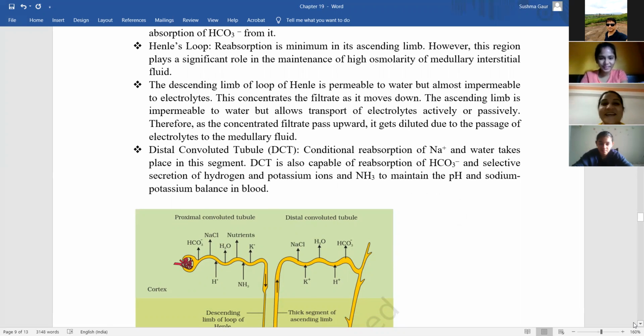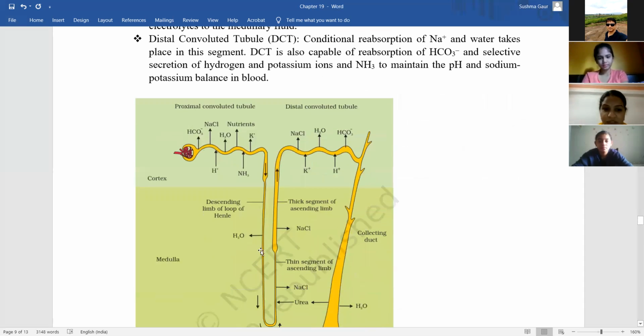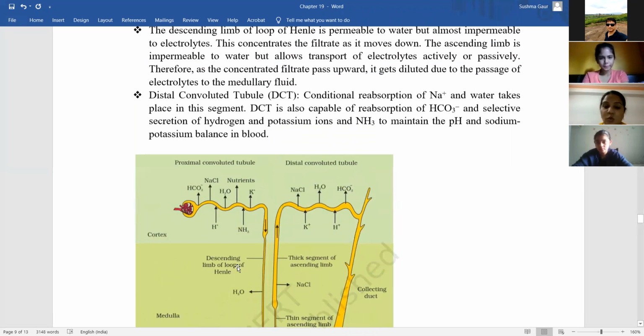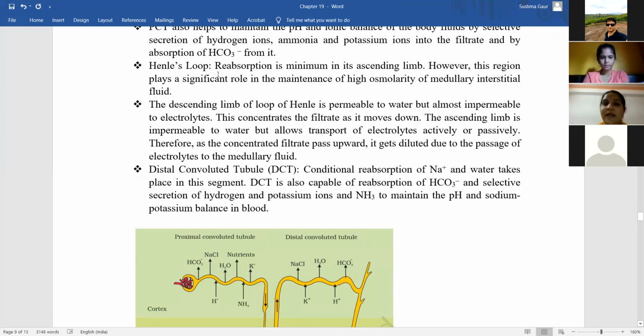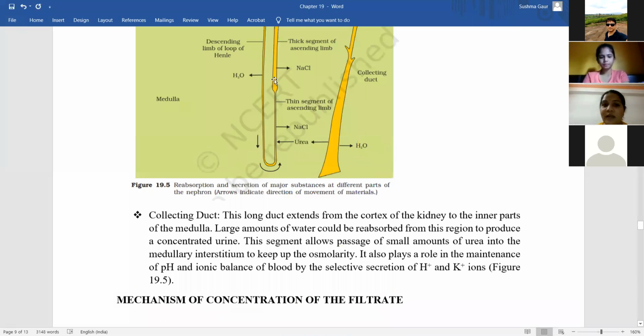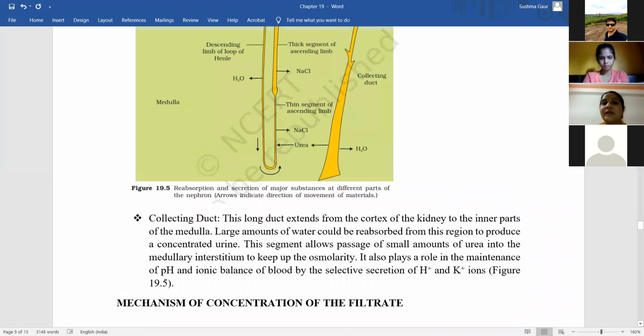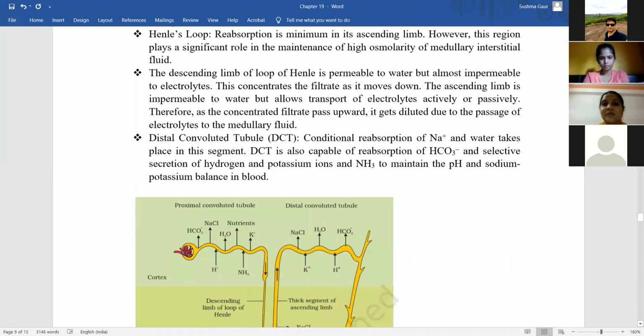No ma'am. Okay, the second portion is the loop of Henle. This U-shaped structure is known as the loop of Henle. It is divided into two parts. The front one is known as the descending loop, and the back one that is thicker is known as the ascending loop of Henle. So what is the function of the loop of Henle? Reabsorption is minimum in its ascending loop. In the ascending loop region of the loop of Henle, the reabsorption of all the materials will occur in minimum quantity, meaning less.